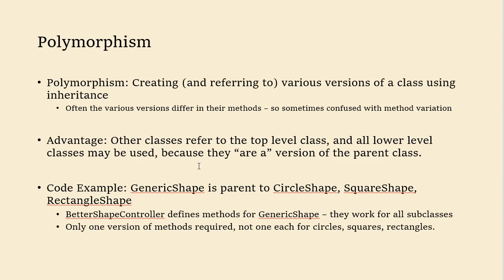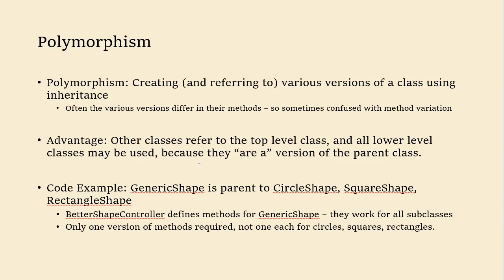The advantage here is that other classes can refer to that top level class and all of them will fit. So for example, if you had a method that said, I need a mammal as an input. Okay, you didn't tell me what kind of mammal, so I can use an elephant or a dog or a dolphin or a goat. They're all mammals. This is a huge advantage. It allows you to write software that works with a bunch of lower level classes without having to constantly rewrite the software or constantly worry about what kind of lower level class you have.